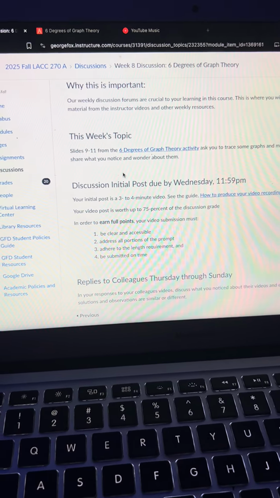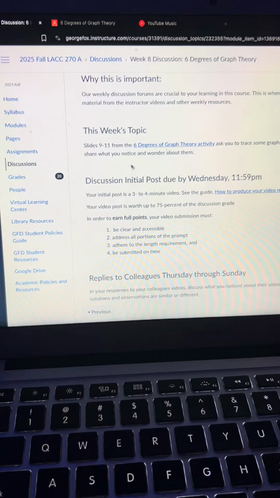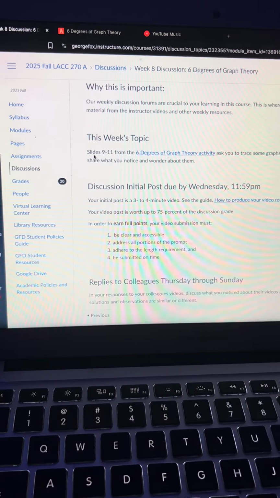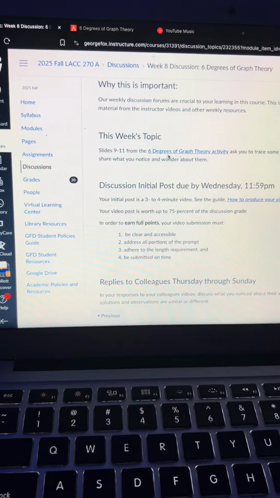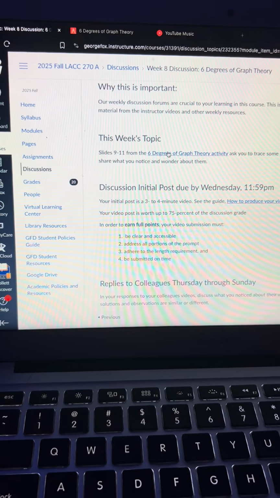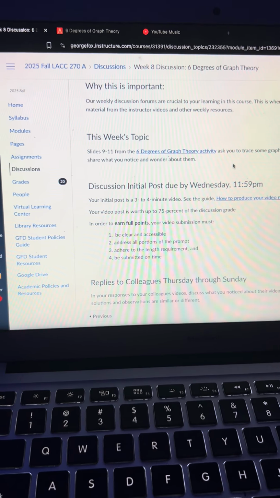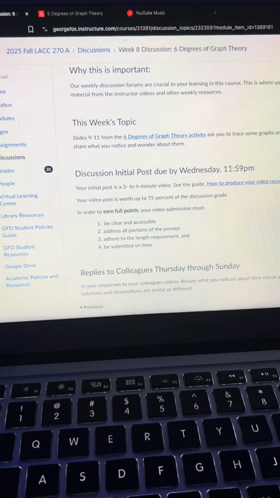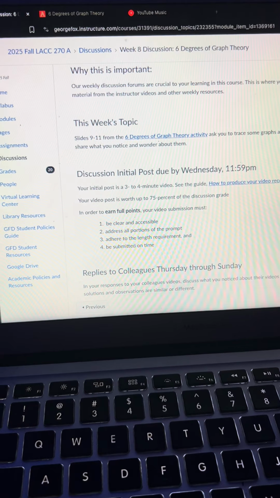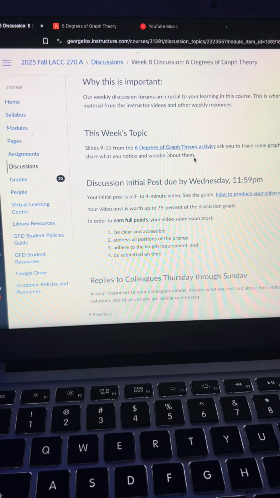So in this week, we were to look through slides 9 through 11 from this week's Amplify activity, 6 degrees of graph theory, and we were asked to trace some of the graphs and make observations. Pick one or two of these graphs and share what we notice and what we wonder about them.